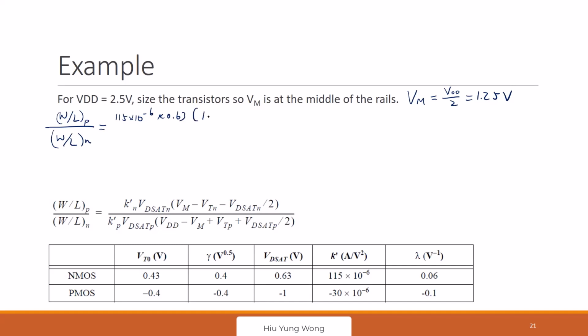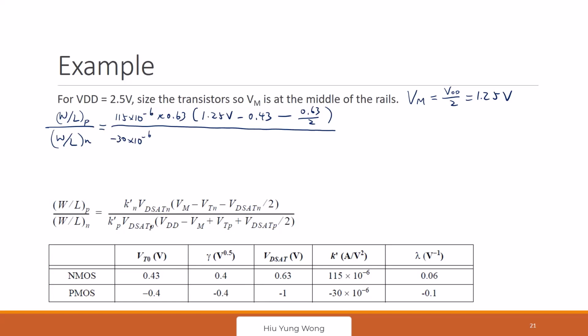VM, this is what we need, 1.25 volt. VTN here, 0.43. And then minus VD set N, which is here, 0.63 divided by 2. And then the whole thing divided by KP dash. Right here, I will just use negative value because I know I won't mess up. Or you can use positive value. And then I plug in, what is that?